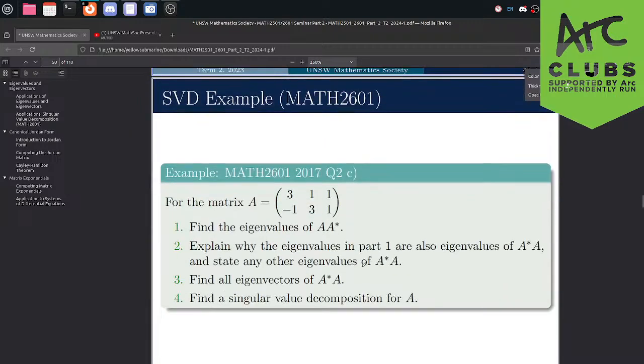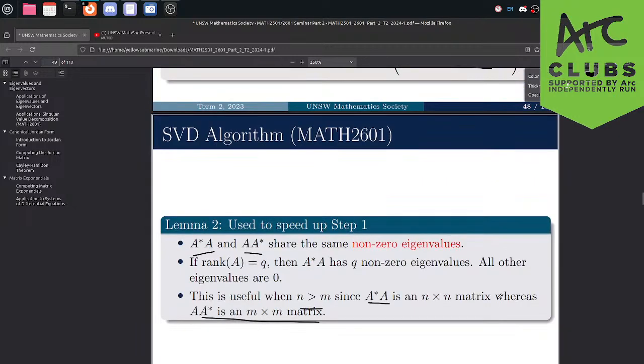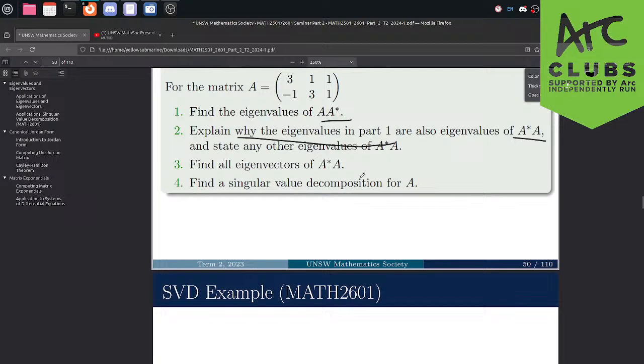So particularly, we want to find the eigenvalues of A A star, not A star A, because A A star is actually just going to be a smaller matrix. When we multiply it out, it's going to be a 2 by 2 matrix, which is going to be easier to find the eigenvalues of. And then we say explain why the eigenvalues in part 1 are also the eigenvalues of A star A. Just state this lemma over here. And then we want to find all the eigenvectors and the SVD.